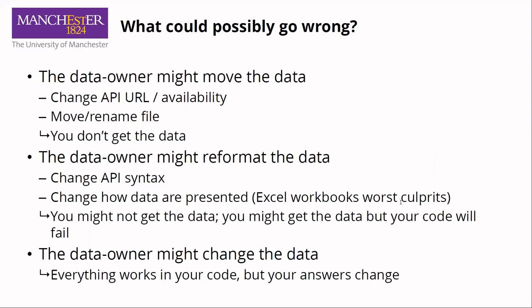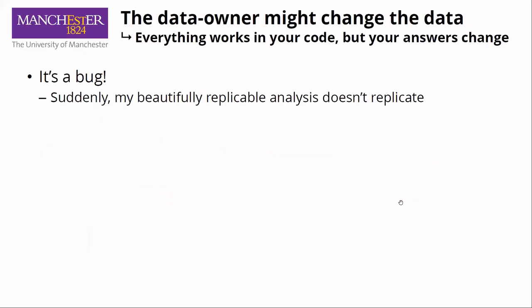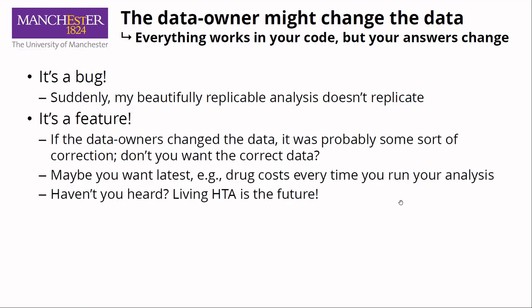If everything changes, is that a bug? Suddenly my beautifully replicable analysis doesn't replicate. Someone else picks it up. And does it cast doubt on the robustness of my analysis if they don't get the same answer I did? Or is it a feature? If things have changed, presumably they've changed for a reason. We want the most up-to-date answer.